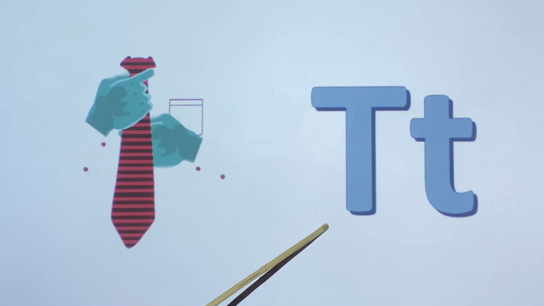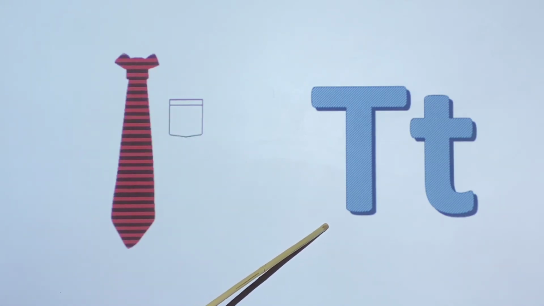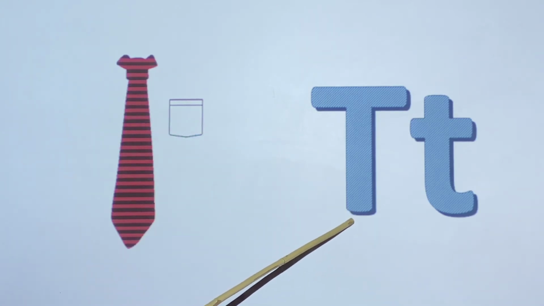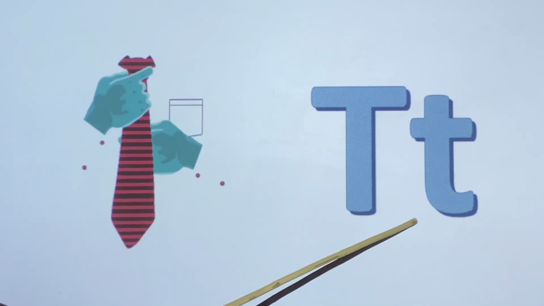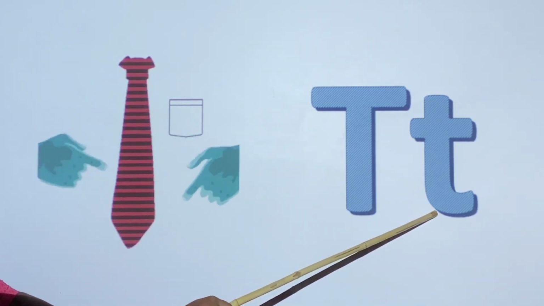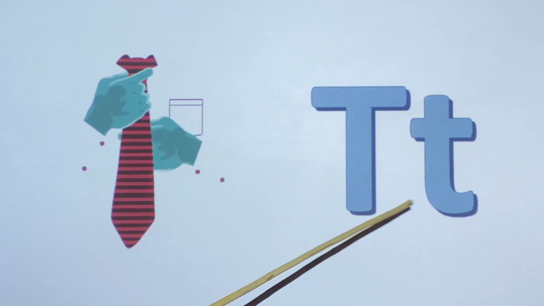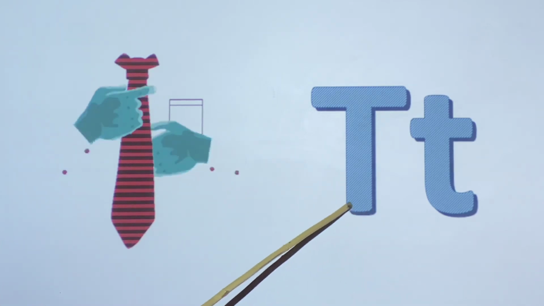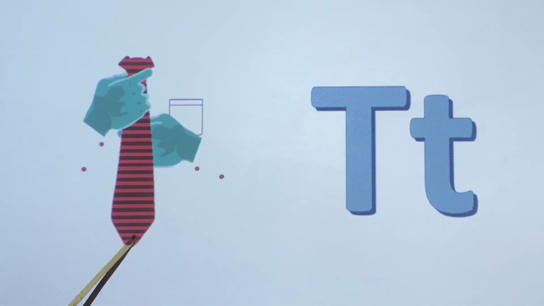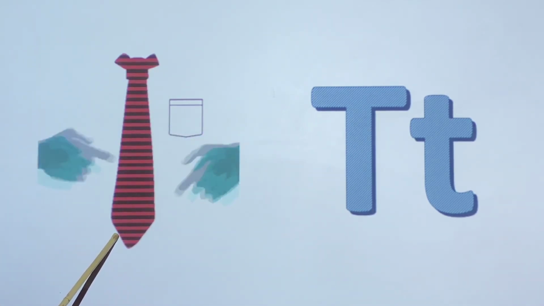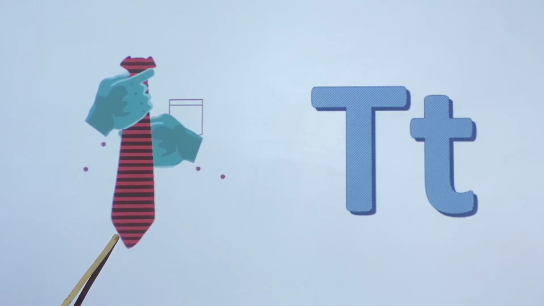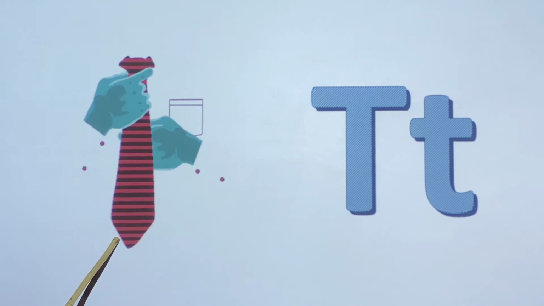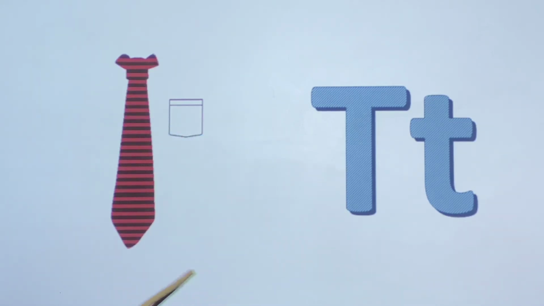T. What is this letter, children? Capital T. What is that? Yes, it is small t. Very good, children. Capital T, small t. T for time. Very good. I think all of you wear tie when you are coming to school. Yes, that is tie. T for time.